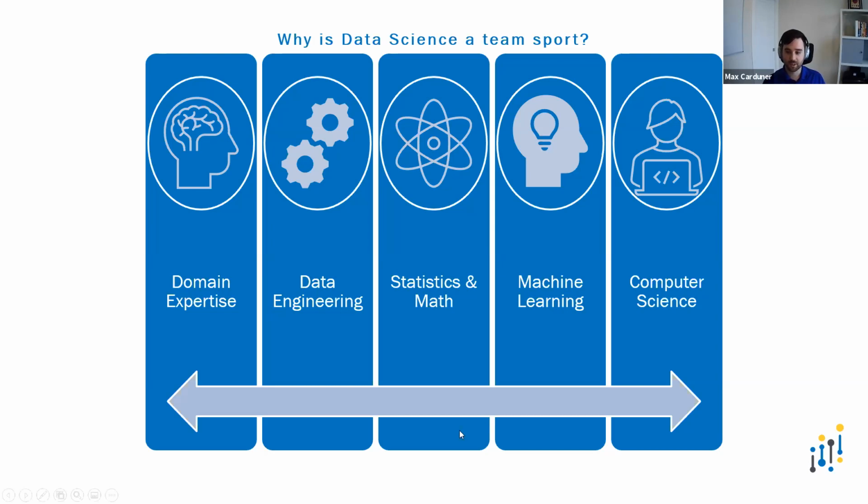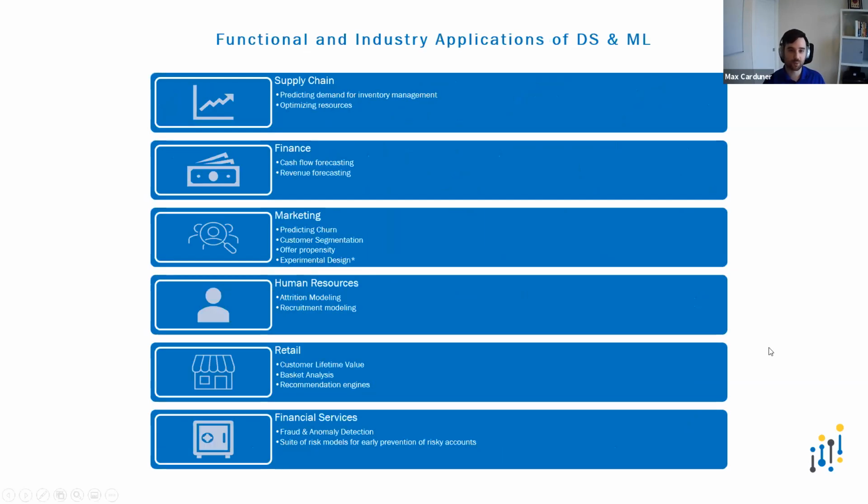So the next slide is around functional and industry applications of data science and machine learning. I know we probably have people from a lot of different backgrounds and organizations and functional areas here on the call today. I wanted to call out some of the areas where you can use data science and machine learning. Of course, this isn't the end all be all, but it's to get your brain churning on where you can apply data science in your organization.